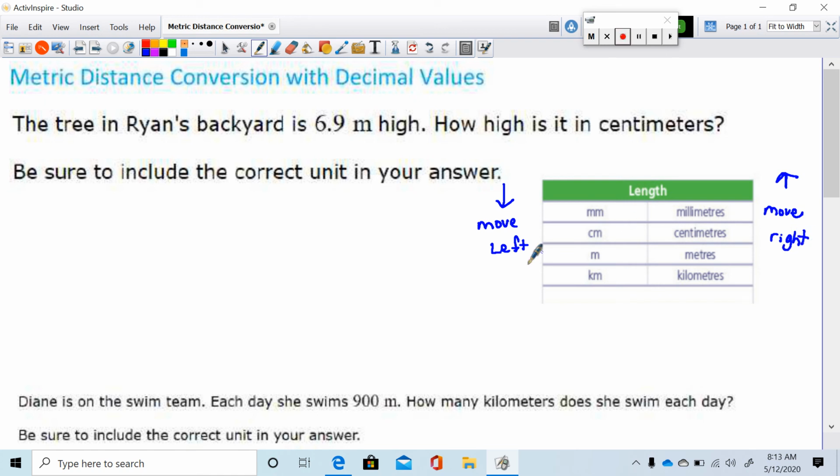And you can kind of remember that. Just think of a number line. Any numbers getting smaller or left, any numbers getting larger or to the right.